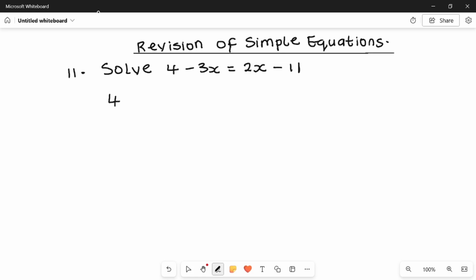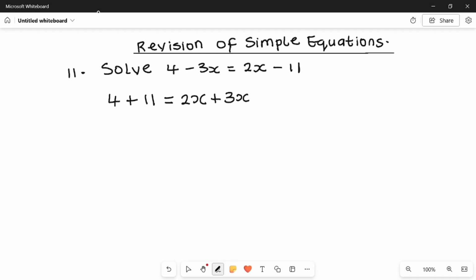4. If you're taking minus 11 to the left hand side, the sign will change to become positive. So minus 11 will become plus 11, equal to 2x. Then if we take minus 3x to this other side, the sign will change to become positive 3x.